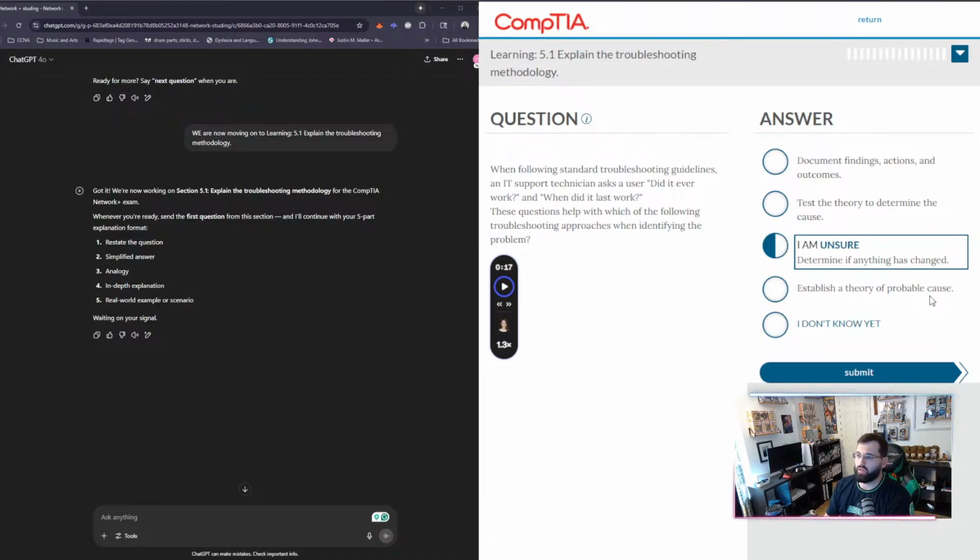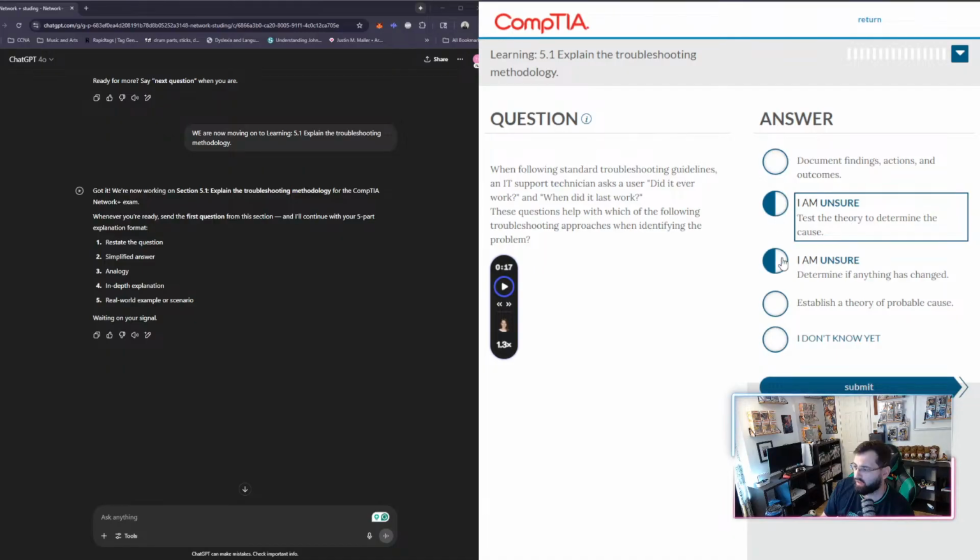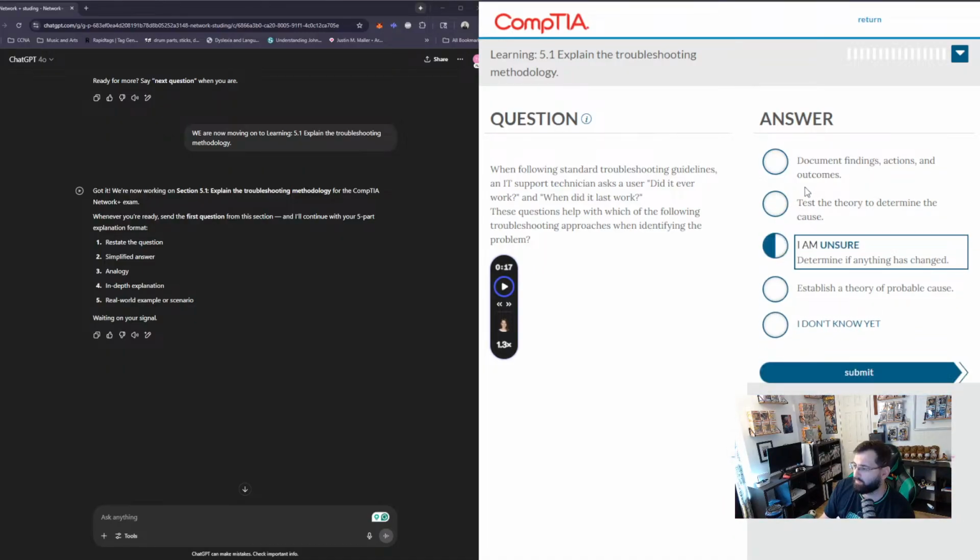So in most tests, there's always a throwaway. This is the throwaway answer. I don't think that's right. The other thing is that there are usually 3 answers that are correct or could be correct. So documenting findings, actions, and outcomes. Well, this makes sense because if I'm trying to document any type of findings, then I need to know if it ever worked. This is me gathering intel, and that's exactly what these questions are.